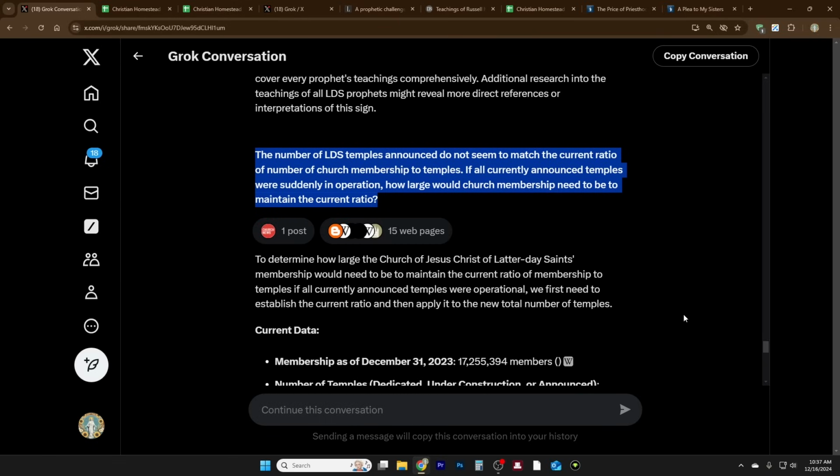So on Saturday, I was playing around with Grok, which is X's chatbot. It's like Chat GPT. And I was just asking all these questions that I wanted to know just to see what it would come up with. And I found three really interesting things that I want to share with you. One has to do with temples, and then the other two have to do with President Nelson.